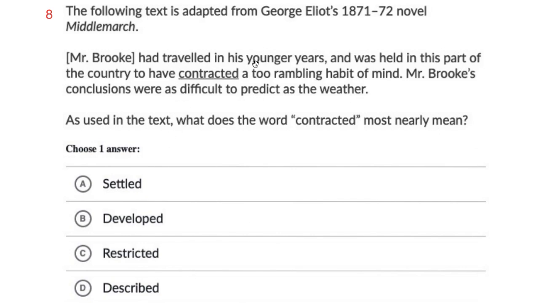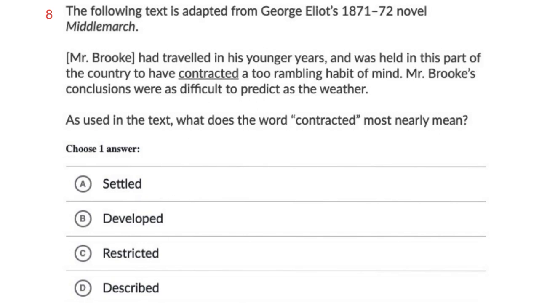But what we're going to do here is really, we don't want to go from the underlined portion to these words. We want to read this, substitute a blank in for that word, think of a synonym, and then that should lead us to the right answer. So Mr. Brooke had traveled in his younger years, and was considered in this part of the country to have contracted a too rambling habit of mind. Mr. Brooke's conclusions were as difficult to predict as the weather.